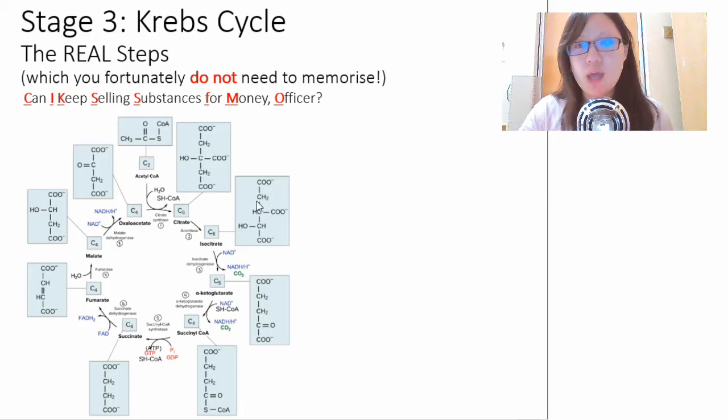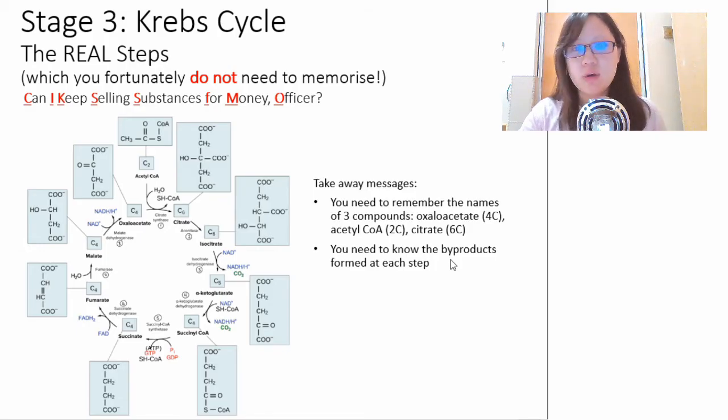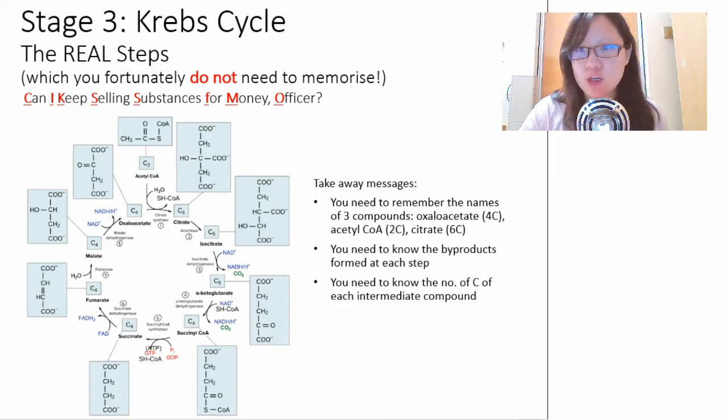But all you need to take away from the Krebs cycle is this. Number 1, you need to remember 3 compounds. Names of just 3 compounds, not all these. 3 compounds: oxaloacetate, acetyl coenzyme A, and citrate. Number 2, you need to know the byproducts formed at each step. So the 7 different steps we just talked about just now. Make any story you want, don't really care, as long as you remember them.